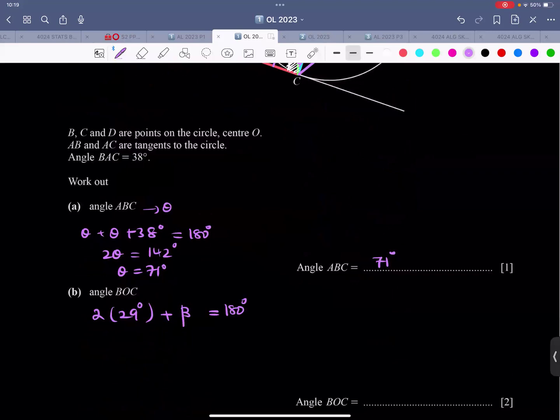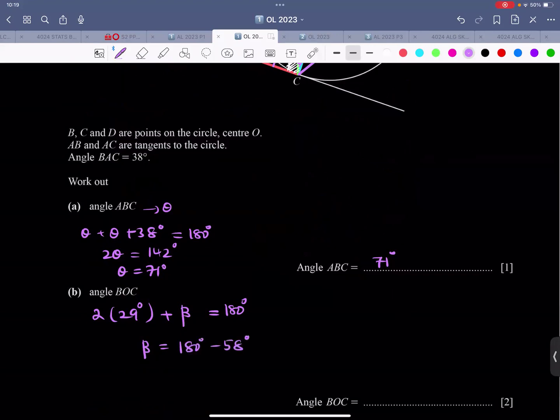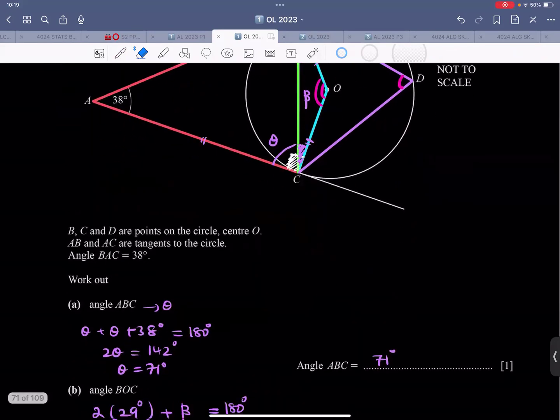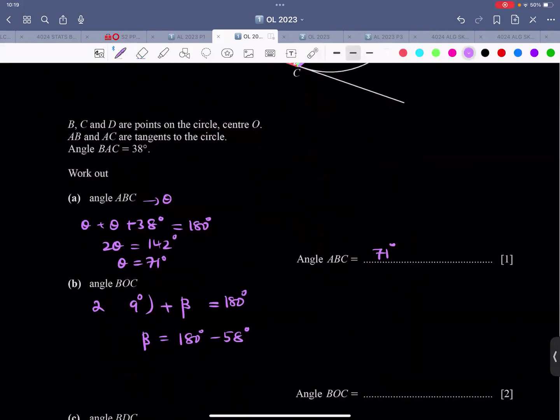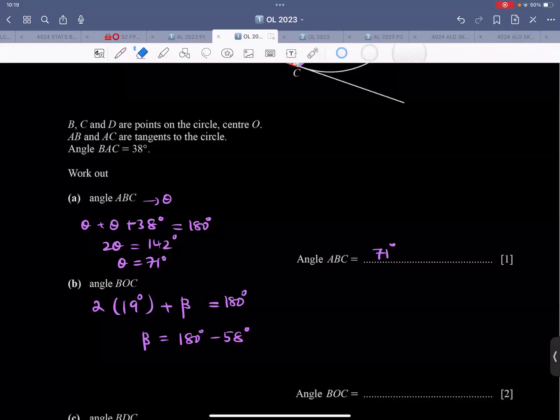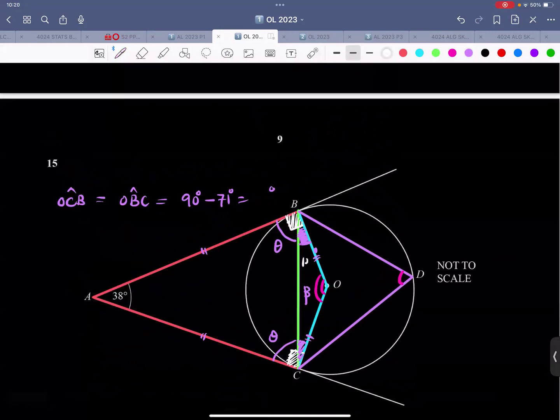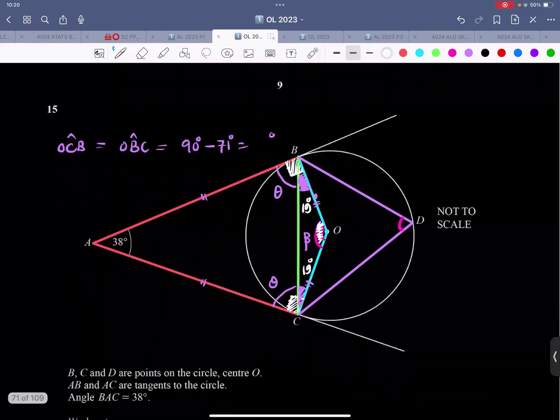So therefore, beta is 180 minus 58 degrees. If I'm not mistaken, this is not 29, this is 19. So it's not a 100-degree angle, it's a 90-degree angle. So let me correct this thing. And over here, the 19 has to be there. So this is 19, and 19 into 2 is 38. So therefore, this is 142 degrees. Let me go up and do the correction again. So this one is 19 degrees, and this one is 19 degrees. So we found this angle, and that is 142.